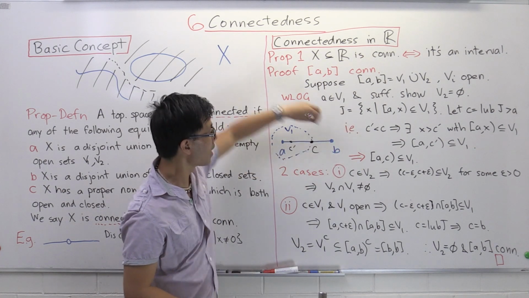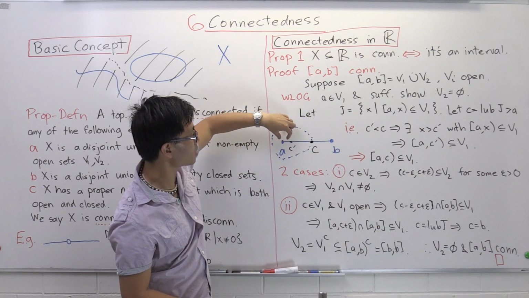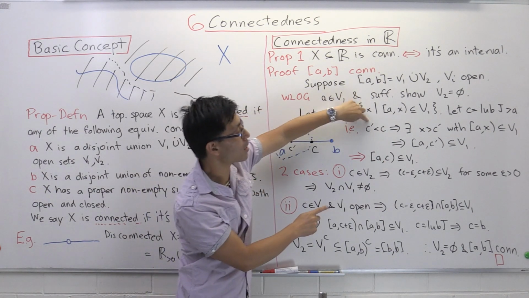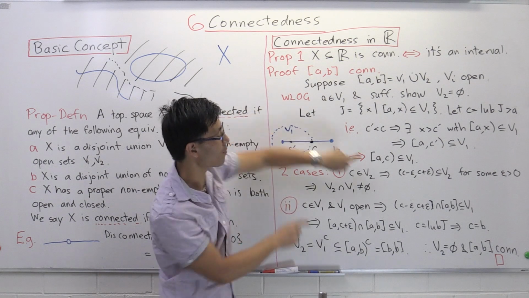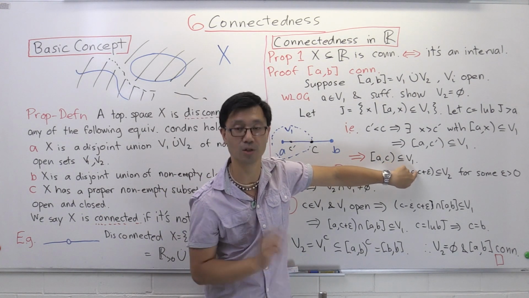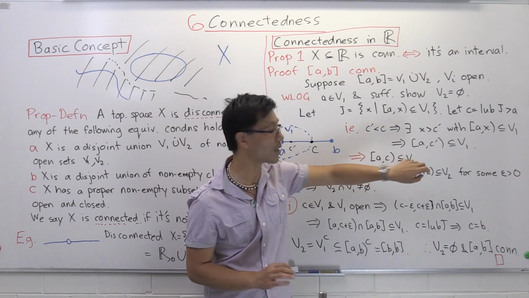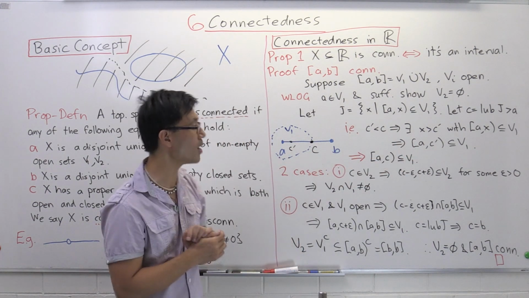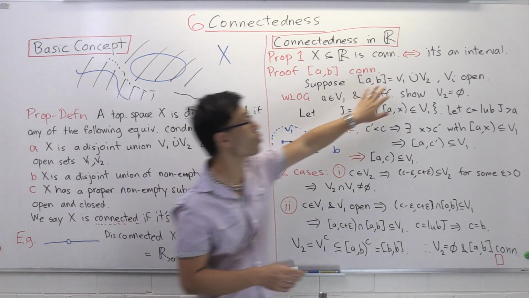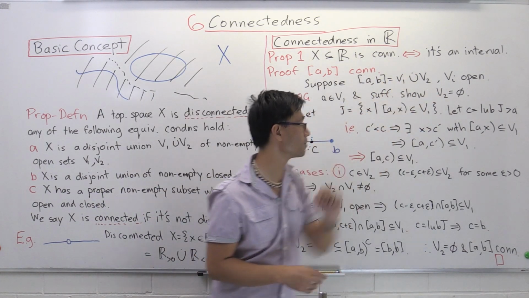So that's the first thing we note, that A up to C prime is inside V1. And since this is true for every C prime less than C, that means that in fact the half open interval from A up to C is inside V1. It's contained inside V1. So let's move on from there. That's something that we know now. And we want to try to show that V2 is empty.